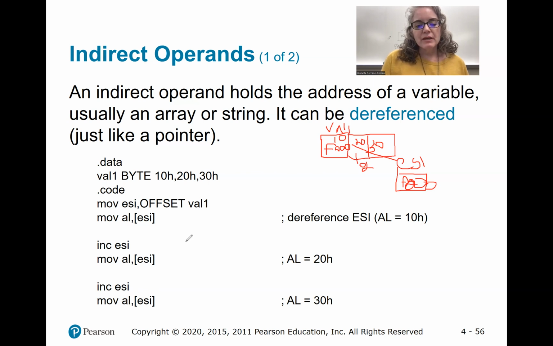When we use the square brackets, we mean give me the value that ESI points to. Don't give me the address, just give me the value. So by putting these square brackets, we're dereferencing. We're getting the value that lives at the address in ESI, which is the 10, 20, 30, and not the address.